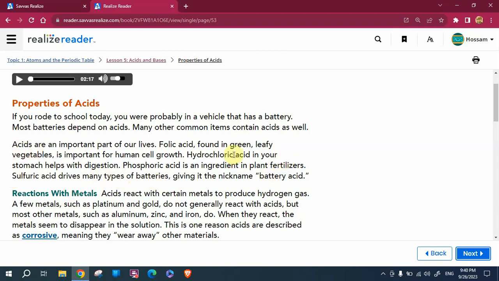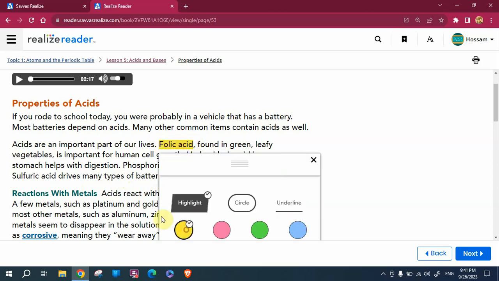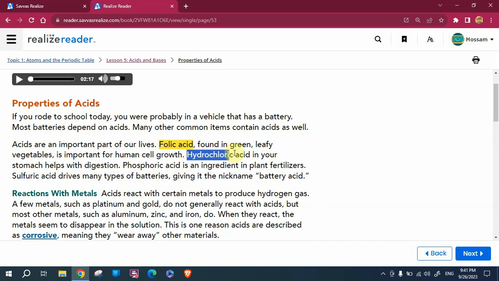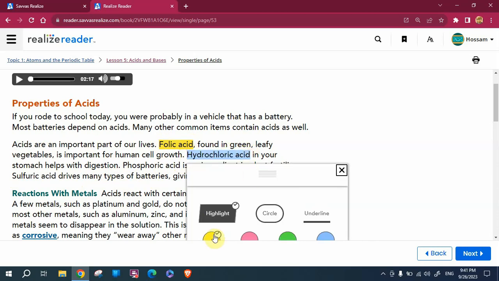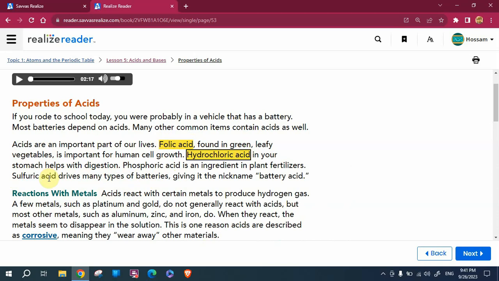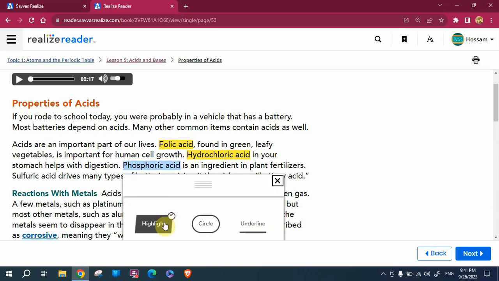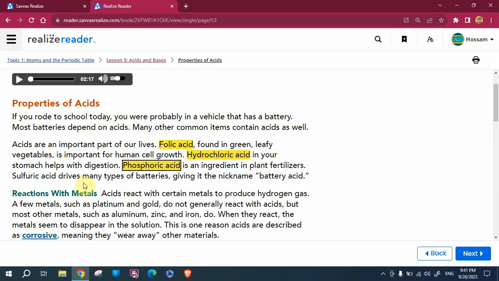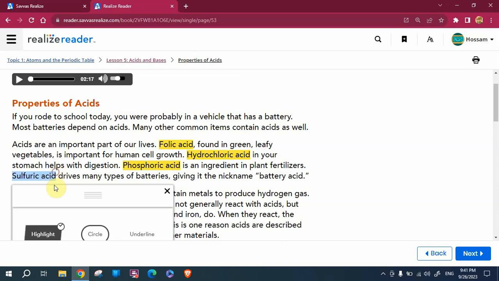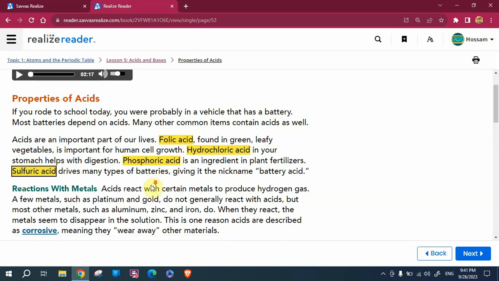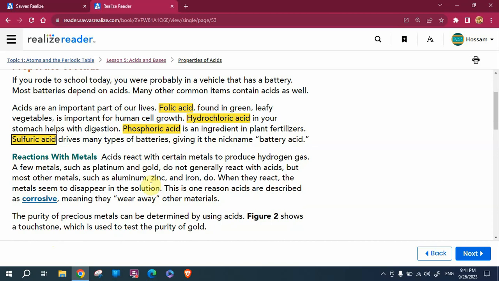So we have examples for acids here, like folic acid and hydrochloric acid. You must know the name of the acid and its place in your body or its function. Phosphoric acid is very important for fertilizers for plants. Sulfuric acid is used in driving batteries, so its nickname is battery acid.